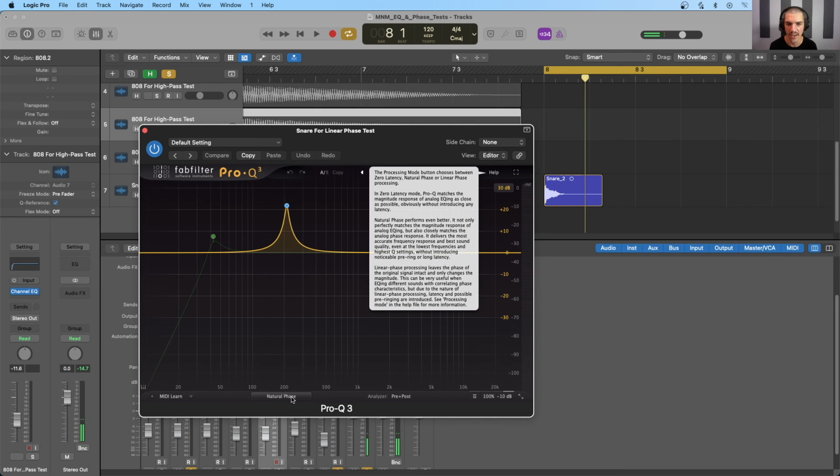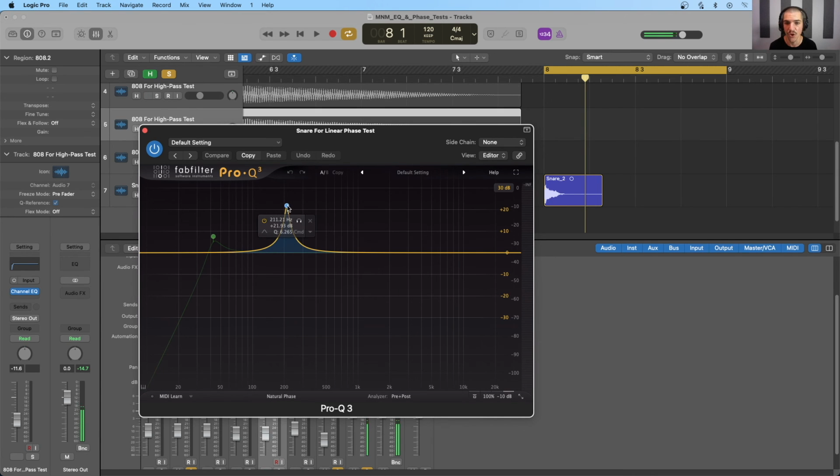So here is with natural phase. This is a very aggressive 22 dB boost at 211 hertz, but this is, again, just to make things glaringly obvious for you about what pre-ringing is and how linear phase EQ has the potential to cause audible pre-ringing in the mix. So here it is without EQ to start.